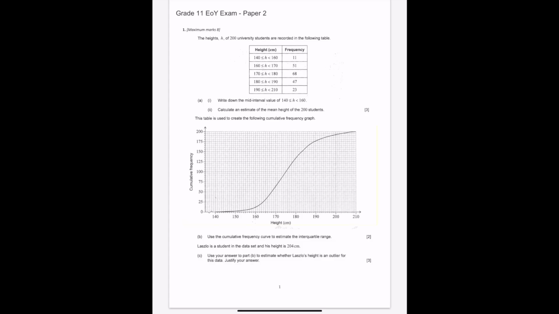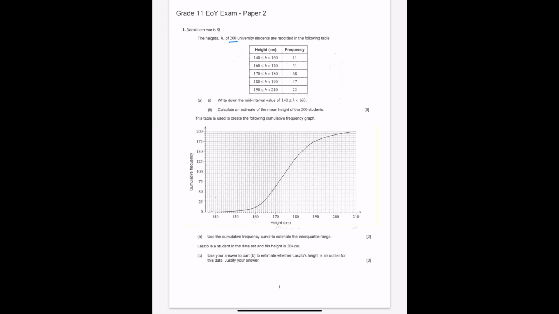This question is using statistics, so you've been given the data, and it's the heights of different students from university. There are 200 students in total. You've been given the data in grouped data format, so each row in the table is grouped together. So this first one here is anything between 140, and it includes 140, all the way up to 160.